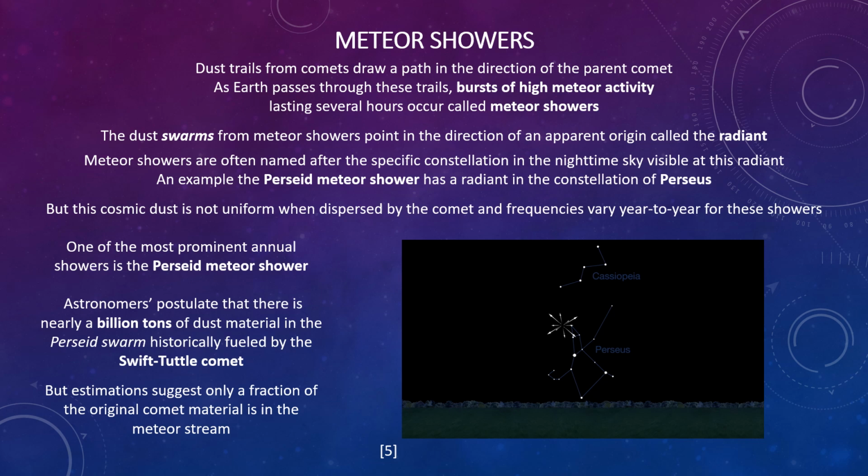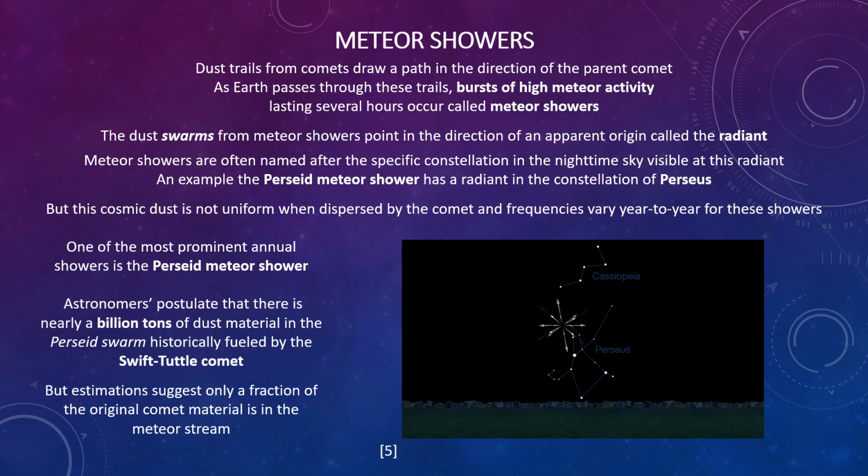And so cosmic dust is not uniformly dispersed by the comet, and so sometimes meteor showers vary in the amount of meteors they produce from year to year. Sometimes a meteor shower will be particularly good. Some years it won't be very good, but then the next year it'll pop off. So it's always worth checking out, just in case it's a really spectacular one.